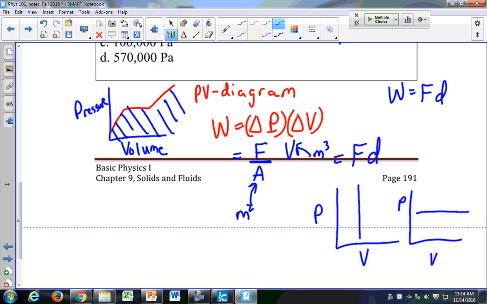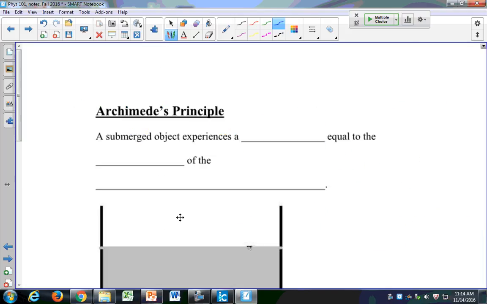work. Alrighty? You're not going to see this on our test, but this came up when I was looking over the assessment. There was maybe one question about PV diagrams, that if my volume is changing, then that gas is doing work. Y'all clear with me on that? All right. Let's go on to Archimedes' principle.